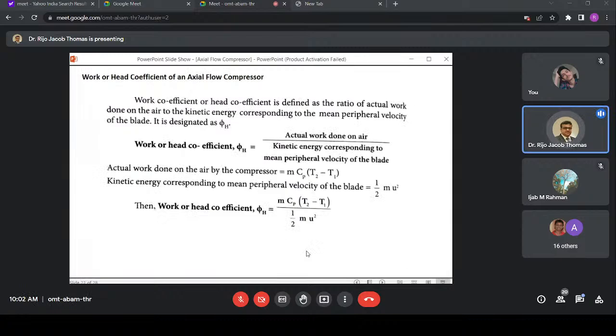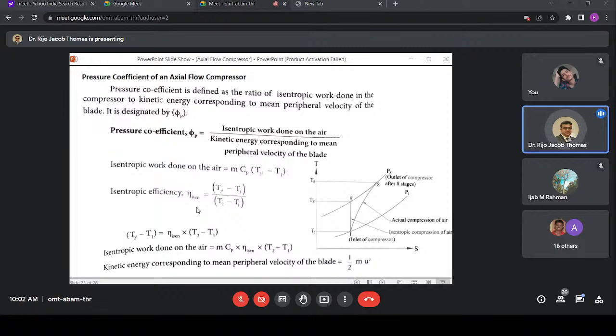Then there is a third one which is called the work coefficient or the head coefficient. It is actually the actual work done on the air divided by kinetic energy corresponding to the mean peripheral velocity of the blade. Okay, so that is in terms of half mv square kinetic energy, and this you take as m Cp, temperature change. So this ratio, if we take, is called the work coefficient or the head coefficient. Okay, so yeah, this is also asked. So don't get confused with flow coefficient, pressure coefficient, and work coefficient. They are different. Okay.